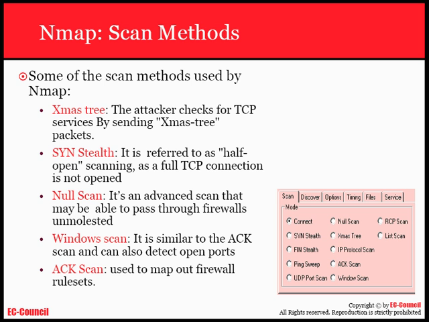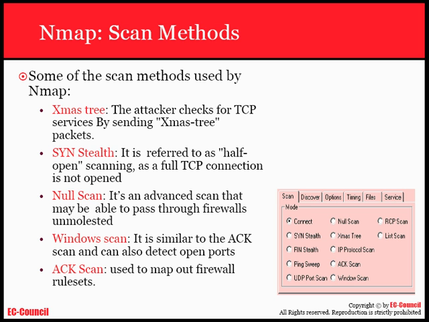Some of the different scan methods that you can use with a product like Nmap would be a Christmas tree attack. This is basically when you send a Christmas tree type IP packet. There's also the SYN stealth scan. This is referred to as a kind of half-open scanning. In other words, you really don't create a full TCP connection. You just create half of a connection.